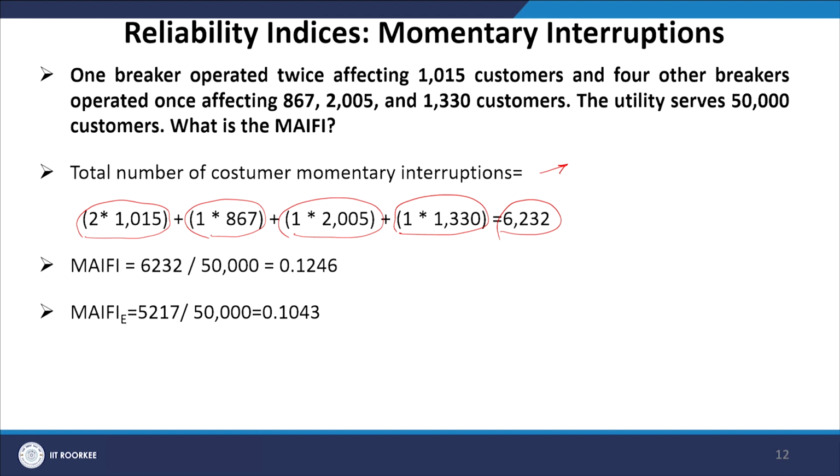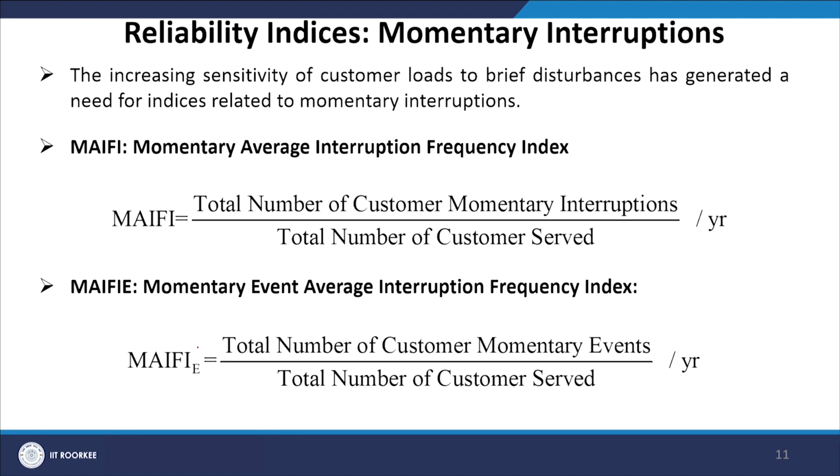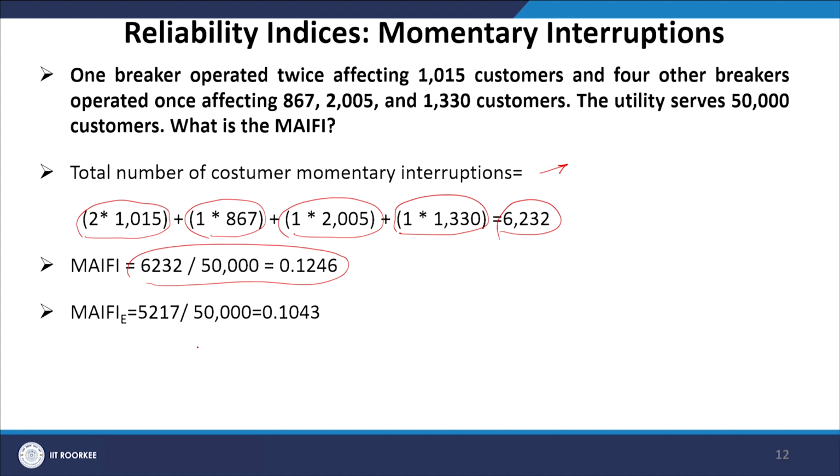Now if you need to calculate MAIFI, that is 6232 upon 50,000, that is 0.1246 will be my MAIFI. But if I have to calculate MAIFIE, there we have to calculate the total number of customer momentary events upon the total number of customers served. So in that case, we have to simply add 1015 plus 867 plus 2005 plus 1330, that is equal to 5217 upon 50,000, which is 0.1043. So this is how you have to calculate different indices of reliability.